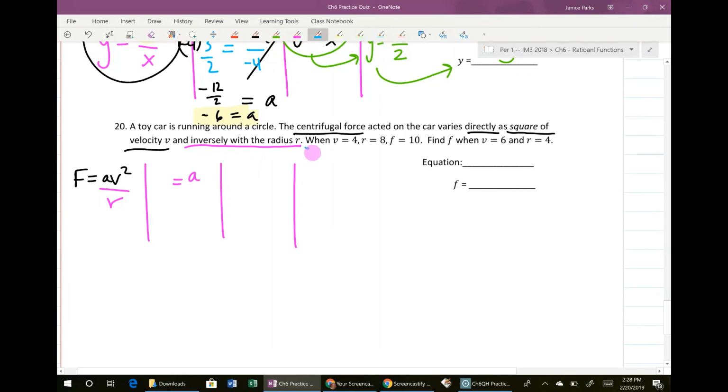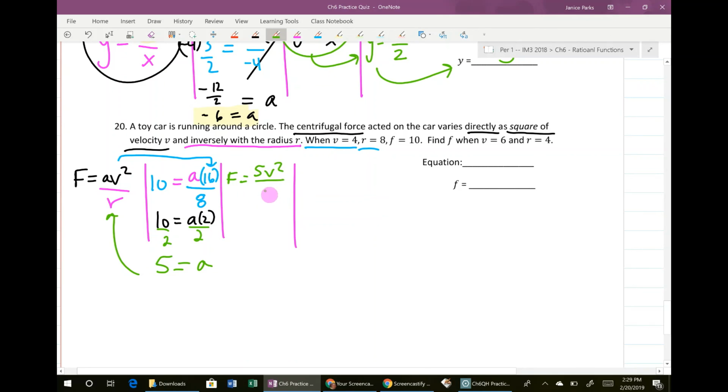So when I solve for a, I have v is equal to 4. So this is 16 because this is v squared. r is equal to 8, and F is equal to 10. So then if I solve this, I'm going to have 10 is equal to 2a, if you reduce that. And so then we're going to divide by 2. So a is equal to 5, so I'm going to plug that in here. So 5v squared over r. Make sure your r and your v look different. Mine look kind of the same. So F equals 5v squared over r.